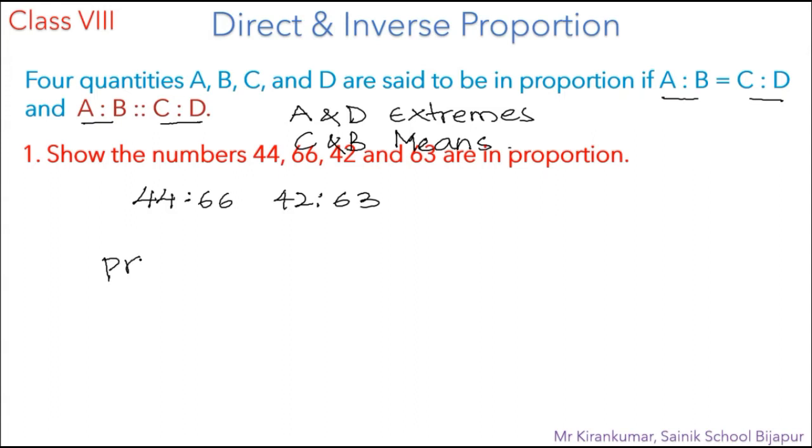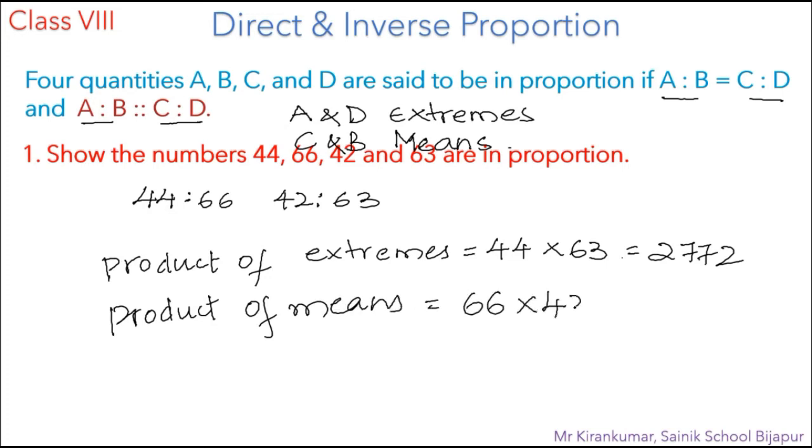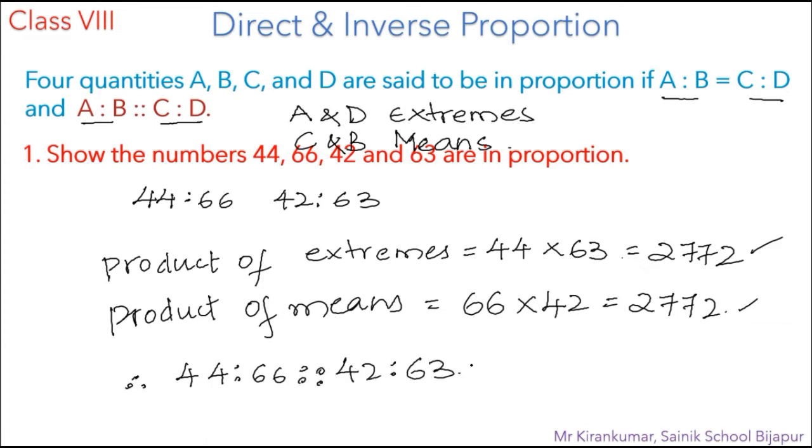Let's find the product of extremes. 44 into 63, and we get it as 2772. Now if I find the product of means, it is 66 into 42. For this, the product is 2772. If you observe, their products are equal. So I can say that 44:66 is proportional to 42:63. This is a method.